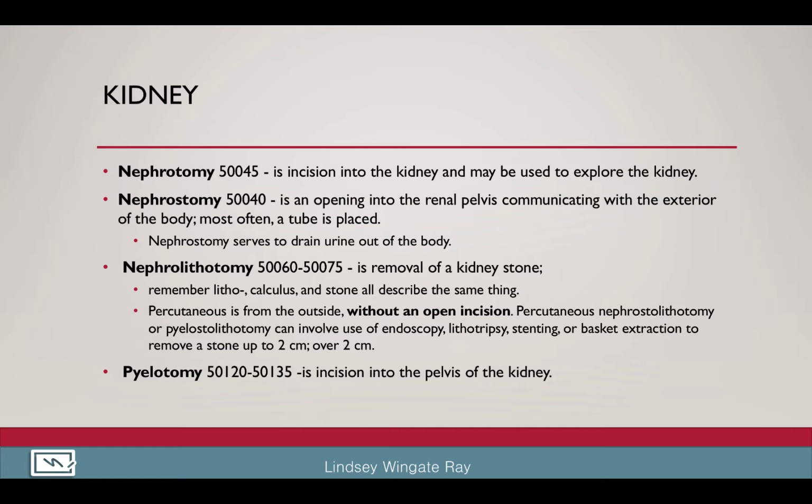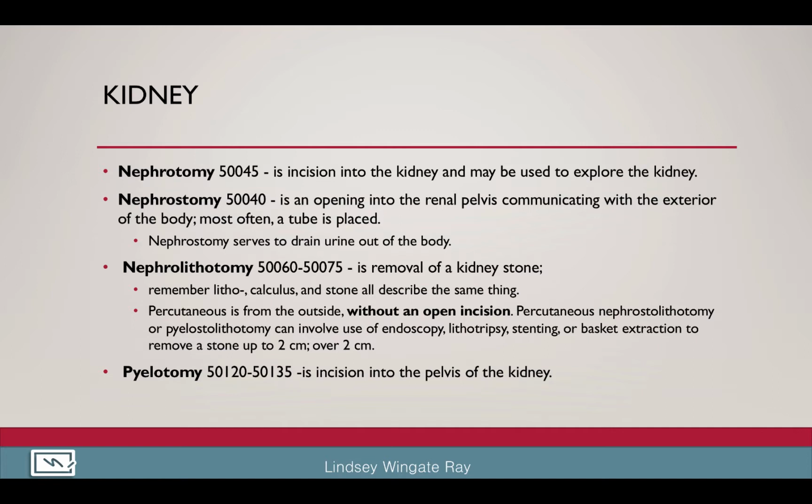Nephrolithotomy, we just learned that nephro is kidney and litho is a stone. So a nephrolithotomy is a removal of a stone. Remember, litho, calculus, and stone all describe the same thing. It just depends on how the doctor documents it in the medical record. Percutaneous is from the outside without an open incision. Percutaneous nephrolithotomy or pyelolithotomy can involve use of endoscopy, lithotripsy, stenting, or basket extraction to remove a stone up to 2 centimeters or over 2 centimeters.